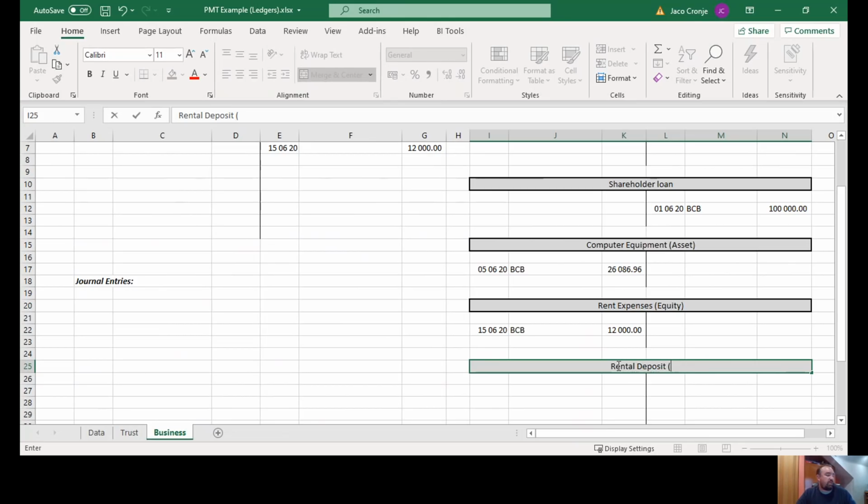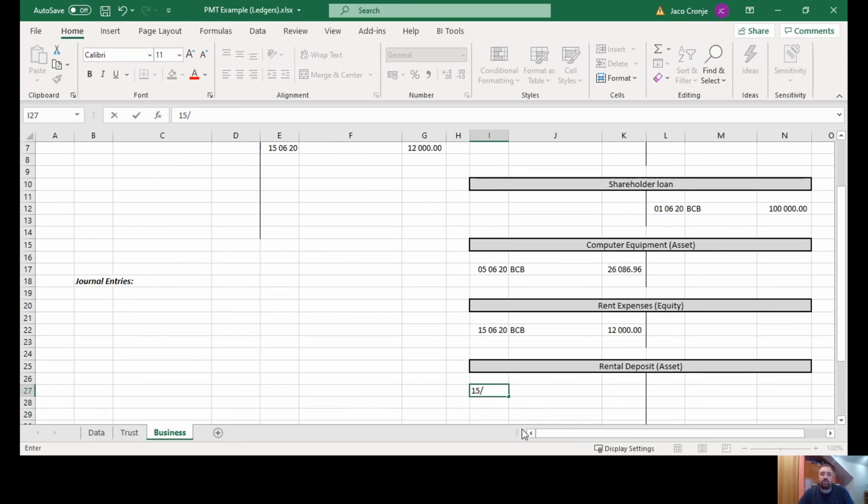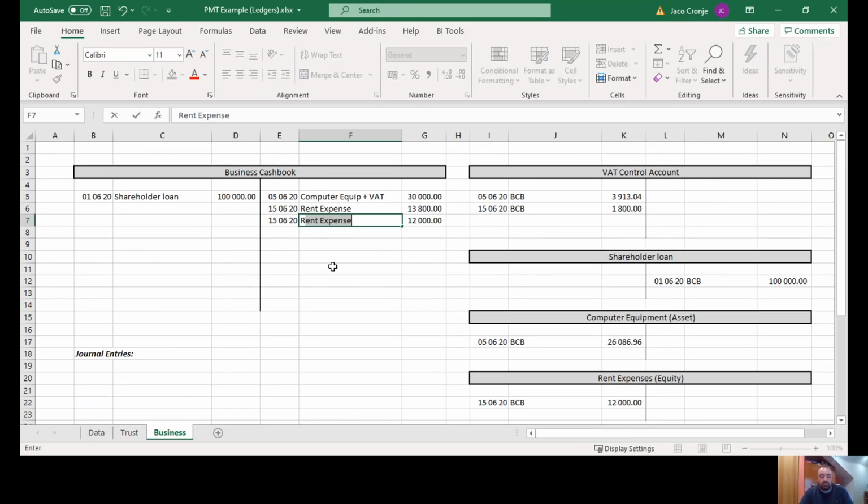So the rental deposit, when I pay that to my landlord, will they in future pay it back to me? And the answer is yes, they will. So a rental deposit will be an asset. So on the 15th of June over there, 12,000 Rand comes from my business bank. And where did I allocate this to? Allocated this to rental deposit.